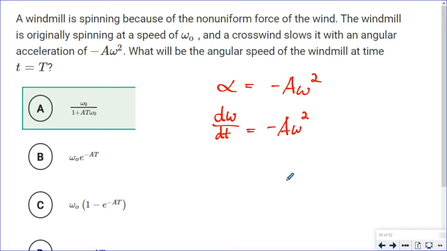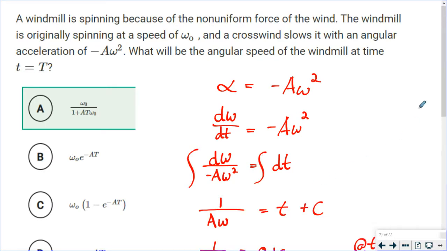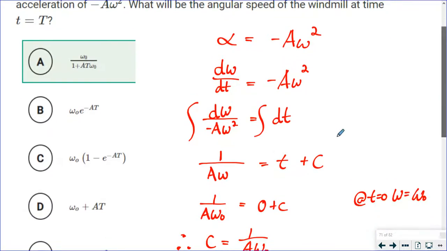So how do I solve this? You need to separate your variables. I need all the omegas on the same side and the dt on the other side. So if I swap those around, I'd get this expression. Then I can integrate both sides of this, and you'd get 1 over a times omega equals t, plus c. I'd have a plus c on both sides, but I'm just going to put the plus c on the right side. You could combine those constants.